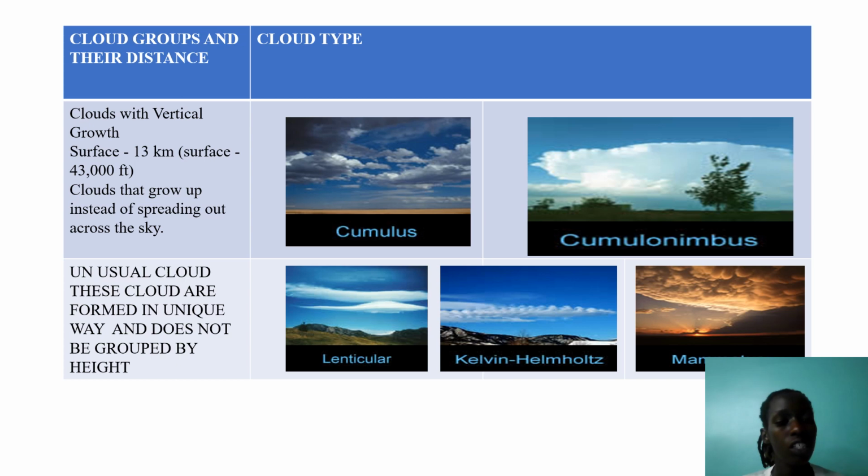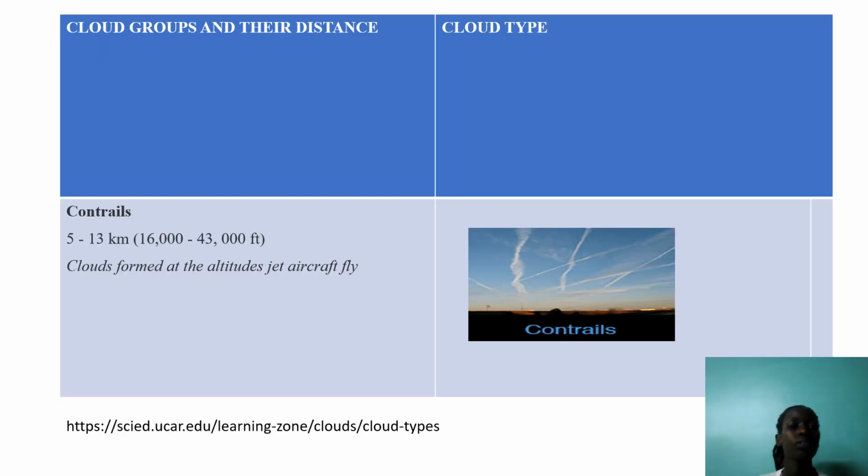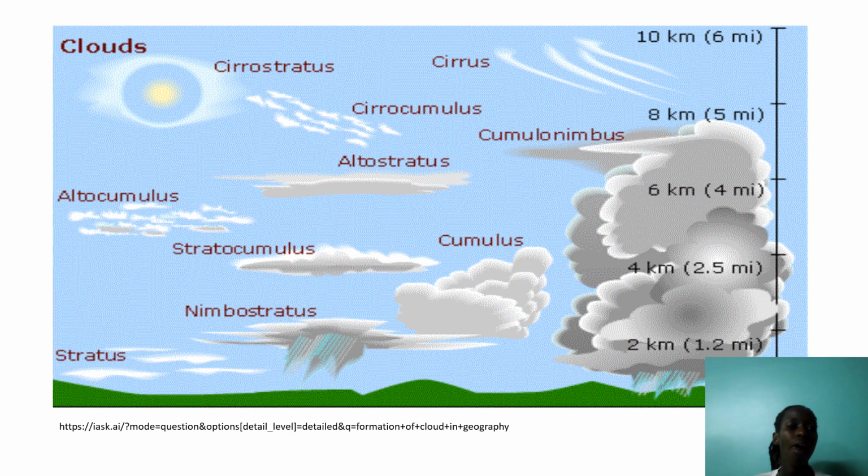Unusual clouds. These clouds are formed in a unique way and cannot be grouped by height. Those include the nacreous clouds and Kelvin-Helmholtz clouds. Here is a diagram which indicates the clouds in the sky and their range in kilometers from the Earth's surface to the sky. Let me welcome another group member to continue from where I stopped.